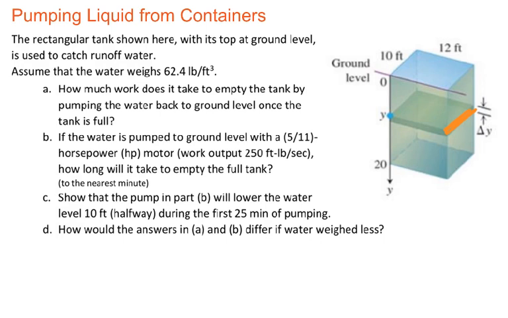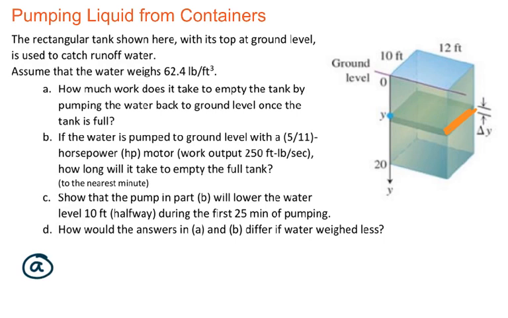And then the third part, we will show that the pump in part B will lower the water level 10 feet, which is halfway because you can see in the picture we are 20 feet below ground, in the first 25 minutes of pumping. And then we'll look at how the answers might be different if the water weighed less, if we were dealing with something that had a lower weight density. So let's approach each piece of this problem.